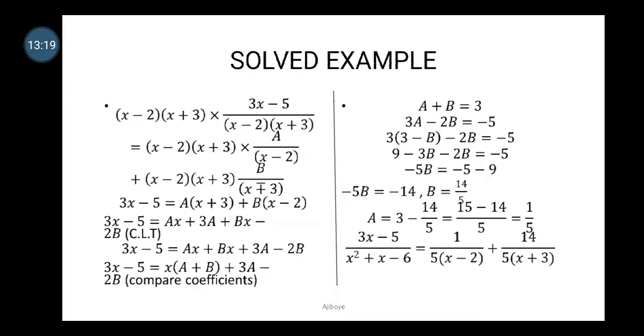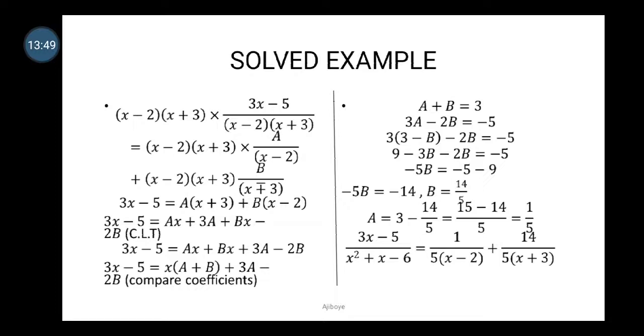So our complex fraction, which is 3x minus 5 over x squared plus x minus 6, will be equal to 1 over 5 open bracket x minus 2 close bracket plus 14 over 5 open bracket x plus 3 close bracket. You can see that we started with a complex fraction, and in the end we got simple partial fractions.